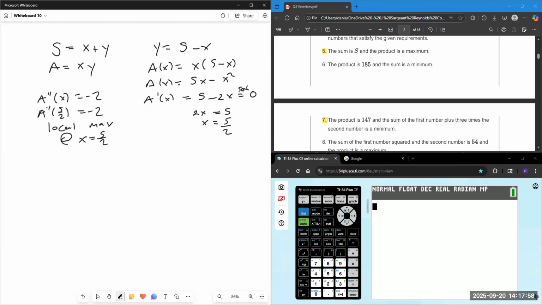When the second derivative is negative, or concave down, there's a local maximum at x equals S over 2. Y equals S minus S over 2. It's also S over 2, so my two numbers are S over 2, S over 2. That was number 5. We'll look now at number 7.